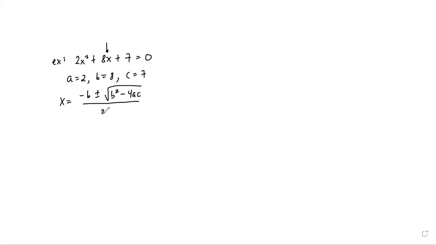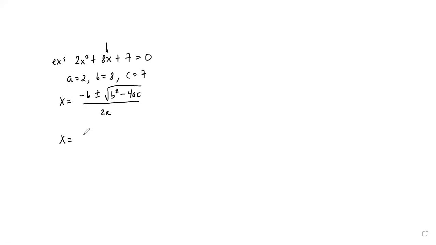Okay, for our second example, we have 2x squared plus 8 times x plus 7 is equal to 0. So again, this quadratic equation is in standard form. So we can write it as a equals 2, b equals 8, and c is equal to positive 7. So using the quadratic formula, since we're solving for x, we have negative b plus minus the square root of b squared minus 4 times a times c all over 2 times a.